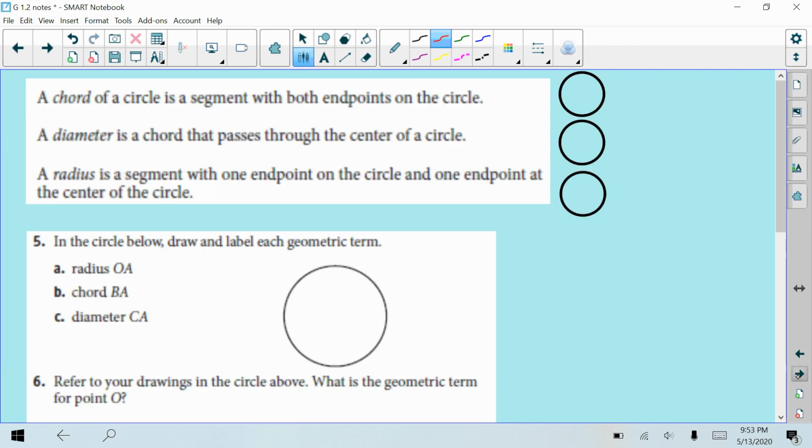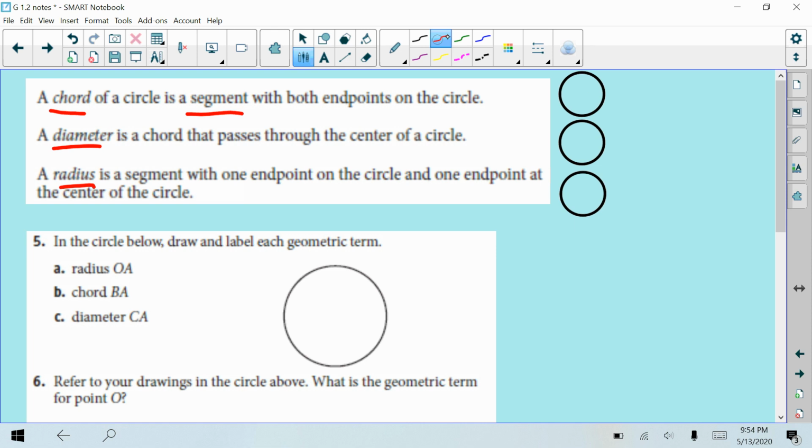All right. Some more vocabulary. A chord, a diameter, and a radius. You've heard these before, I'm sure. I have drawn 3 circles. I would do that as well in your notes. A chord of a circle is a segment, so part of a line, with both endpoints on the circle. So go ahead and put an endpoint on the circle, another endpoint on the circle, draw a segment, that's a chord. There are a ton of chords you could draw. I don't recommend drawing a lot of them in your picture, but this is a chord, this is a chord. As long as it has 2 points on the circle, it counts.